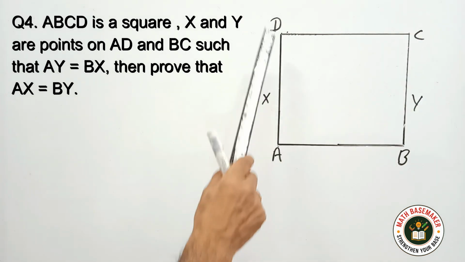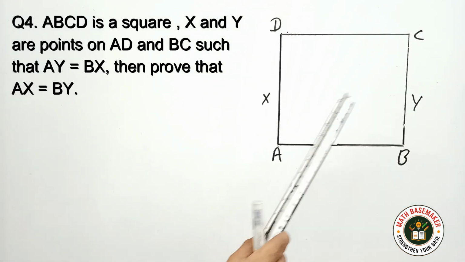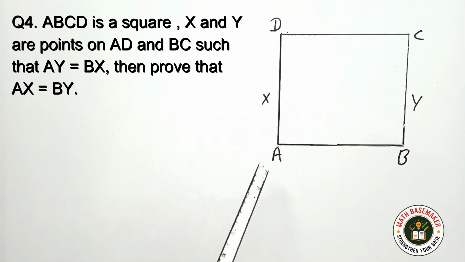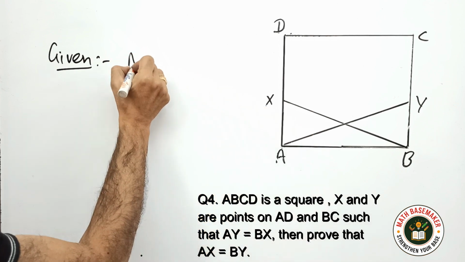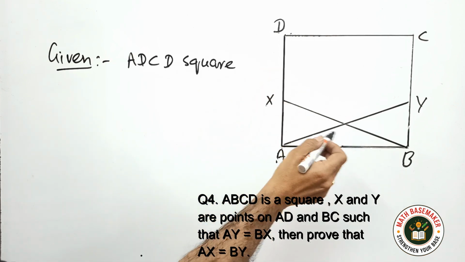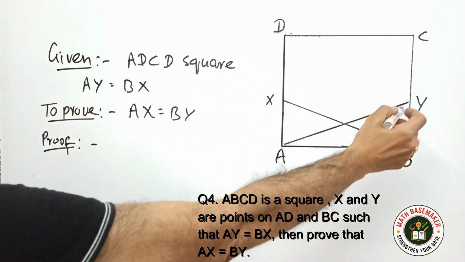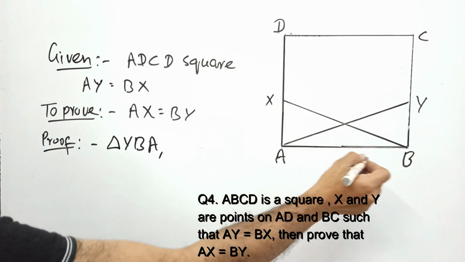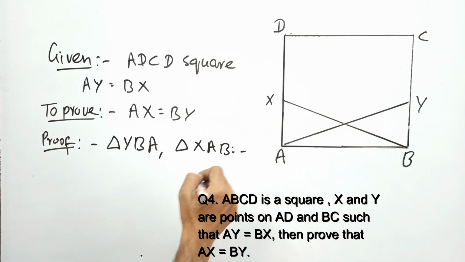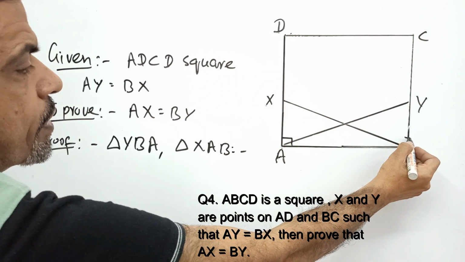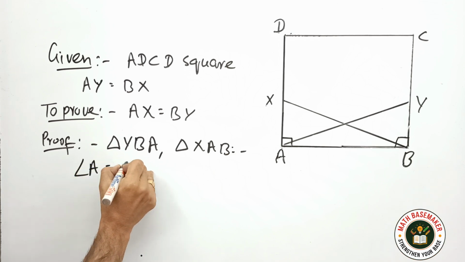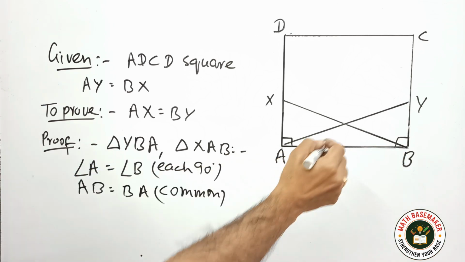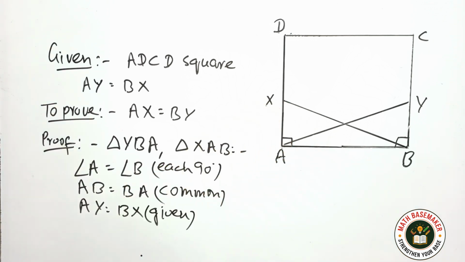Next question: ABCD is a square. X and Y are points on AD and BC such that AY equals BX. We need to prove that AX equals BY. Given that ABCD is a square and X and Y are points and AY equals BX. So let us consider triangles YBA and XAB. In these two triangles, angle A equals angle B, the right angle of the square, AB and BA are common, AY equals BX, given, hence the triangles are congruent.